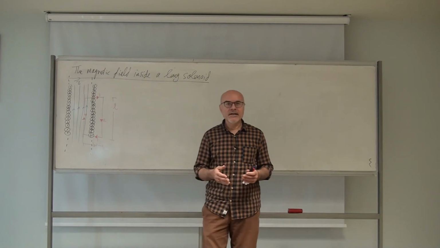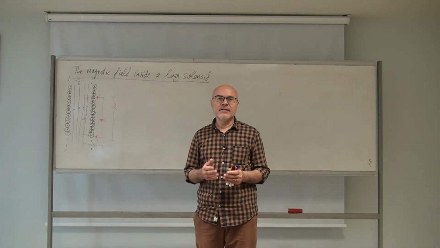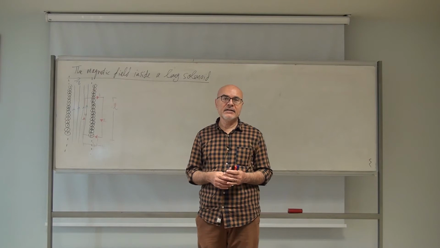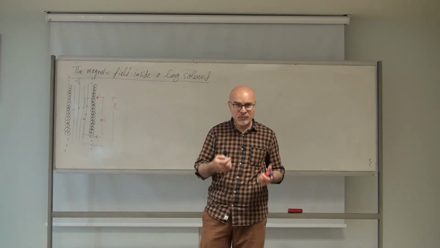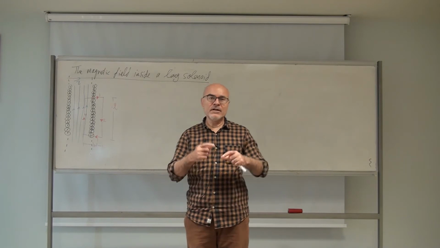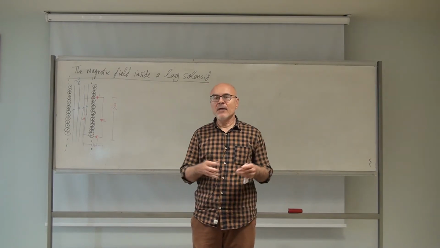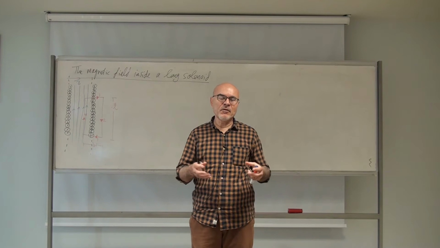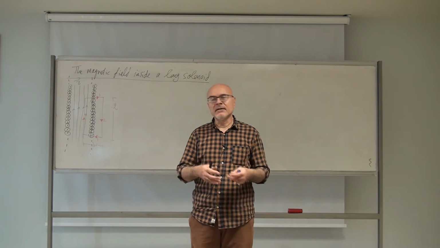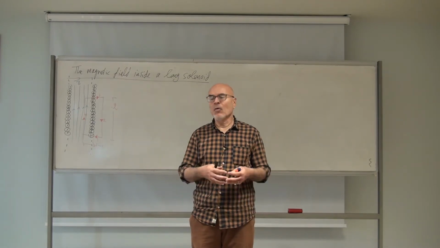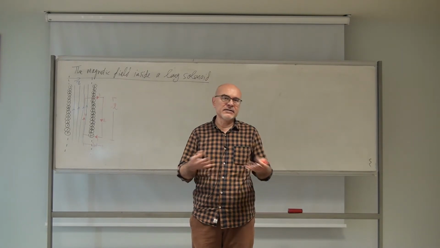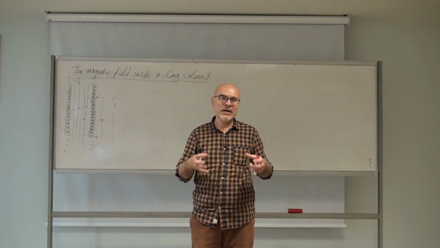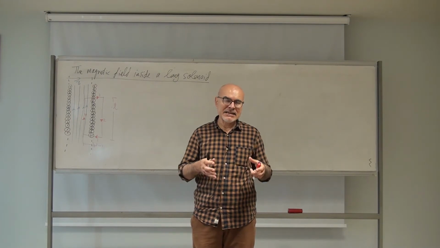Now we will apply Ampere's law to find the magnetic field inside an ideal solenoid. Of course, everybody knows what a solenoid is. These are the coils, and probably this is the most common type of electromagnet. It's used widely in all types of motors and other applications where an electromagnet is needed.